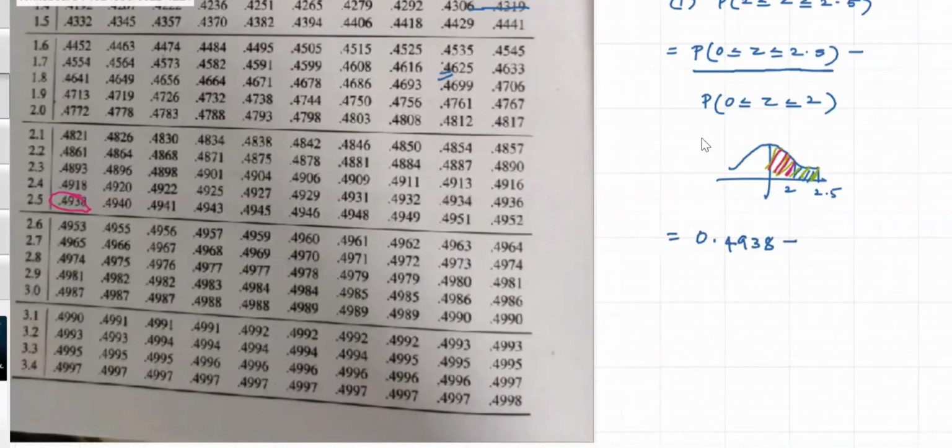Minus the probability that z is between 0 and 2. Again, 2 can be represented by 2.00. So select the row corresponding to 2.0, and 0.00 is the first column, and the value is 0.4772. Hence, the answer will be around 0.0166. So this is the probability that Z is between 2 and 2.5, or the probability that X is between 1 and 3.